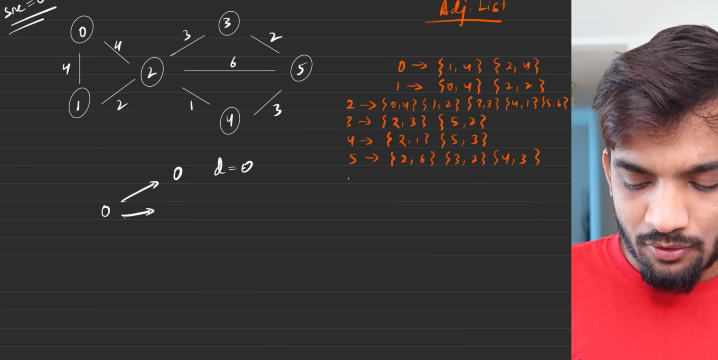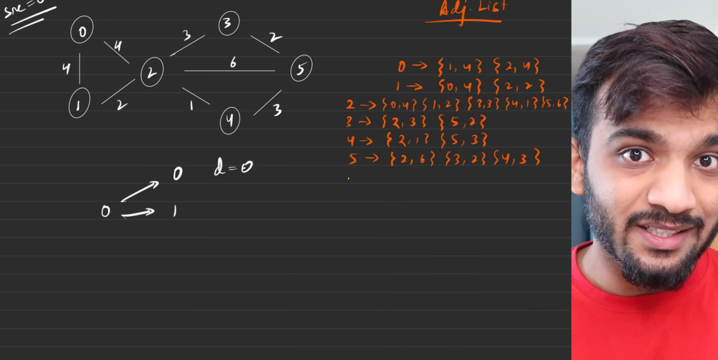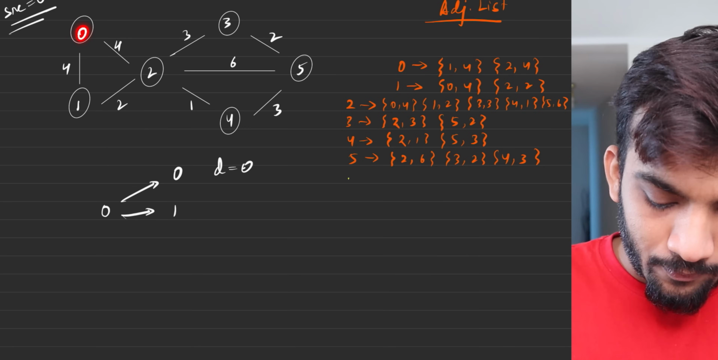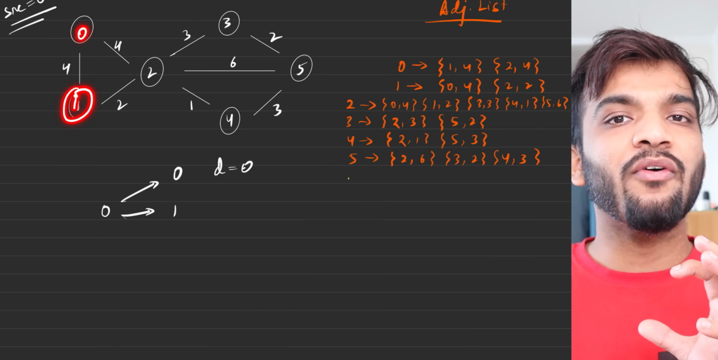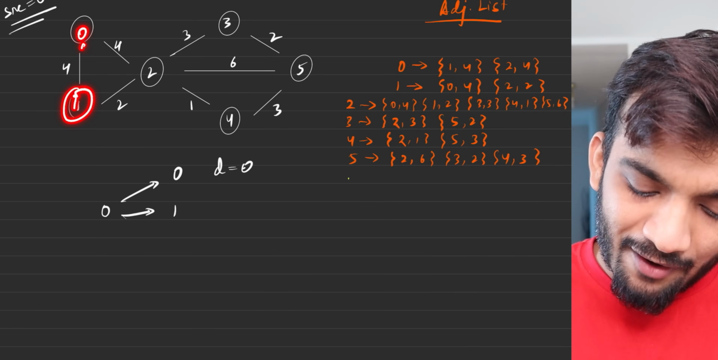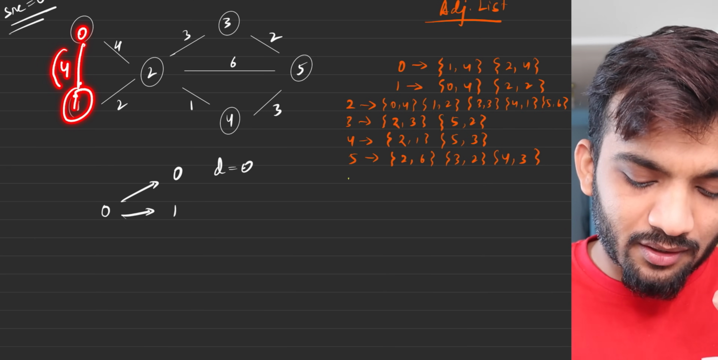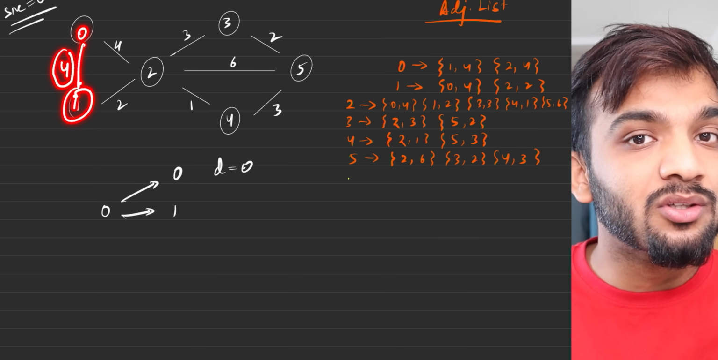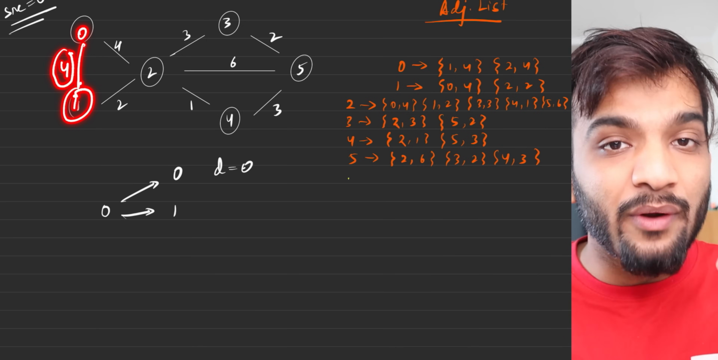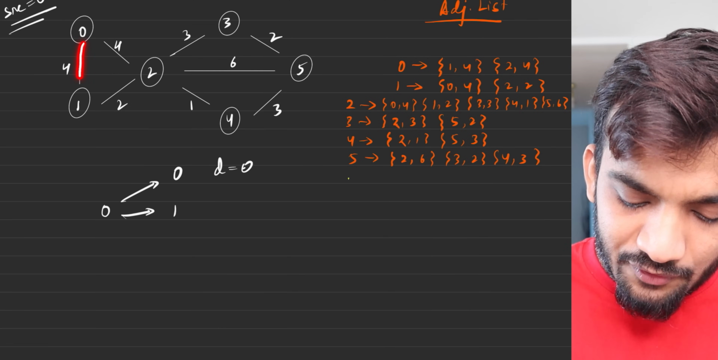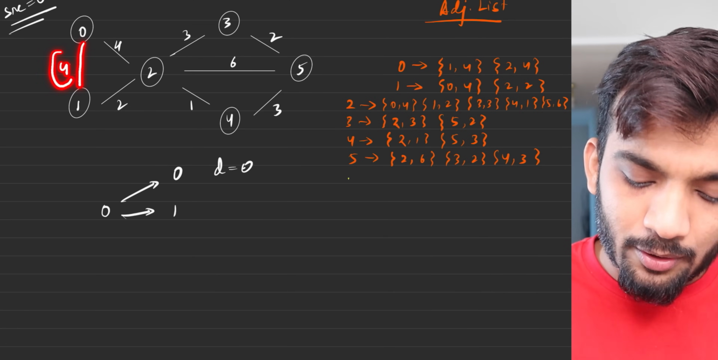But if I ask you from 0 to 1, what will be the distance that you'll take? Now, what is distance? From 0 to 1, you can go via various paths. You can travel directly, and if you travel directly, this is the edge weight that lies on that path, and that is what the weight of the path is. So I can say, if I travel directly from 0 to 1, the weight of the path will be 4.